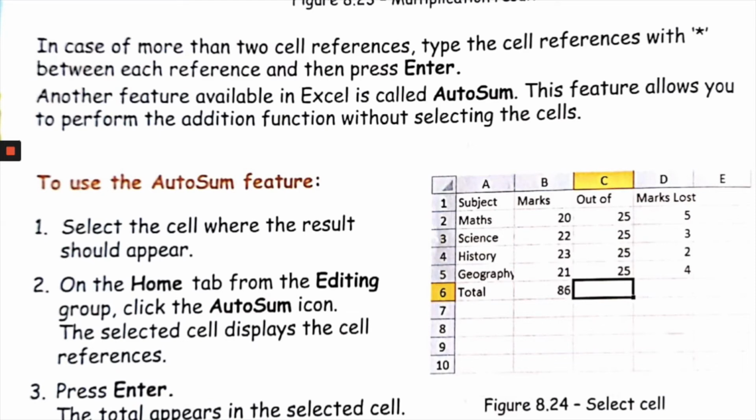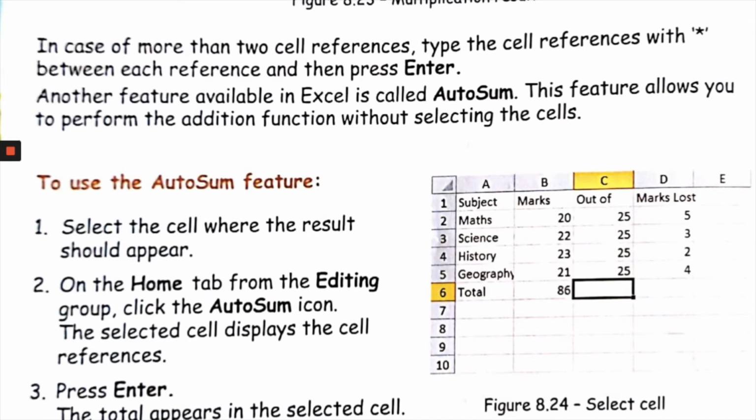Select the cell where the result should appear. First thing is you have to select the cell in which you want the result. In this case, we are taking C6. On the Home tab, from the Editing group, click the Autosum icon. The selected cell displays the cell references, and press Enter.